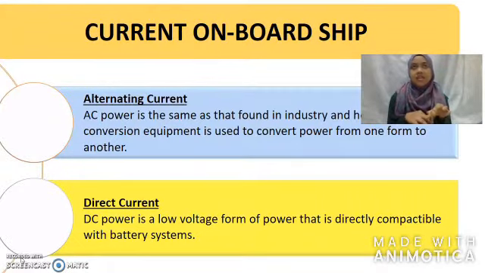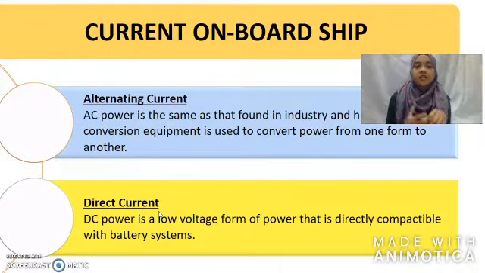There is a lot of equipment on board that needs AC, such as motors, engines, generators, cooling systems, and others. AC power is the same as that found in industry and the household. Power conversion equipment is used to convert power from one to another.